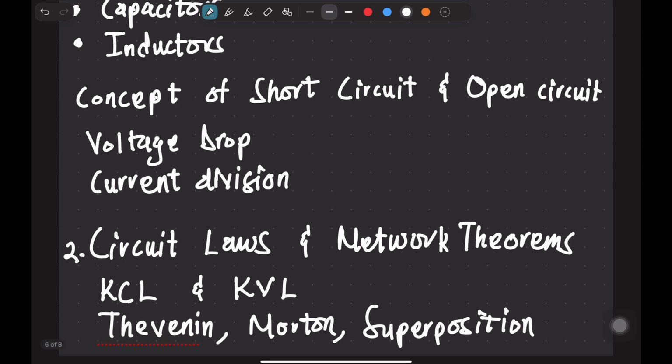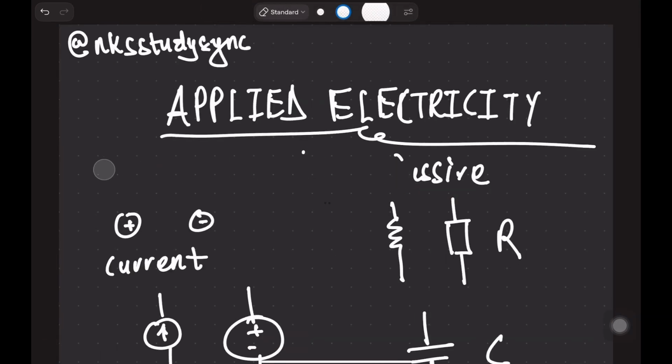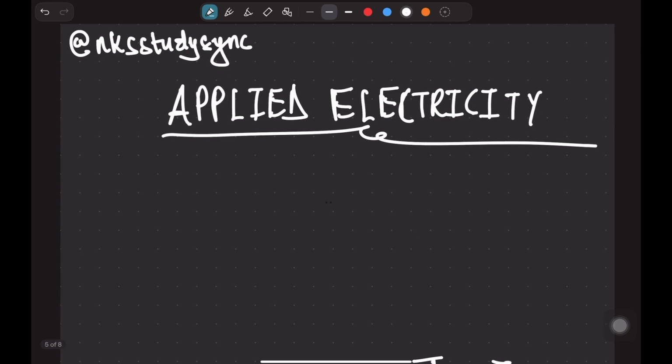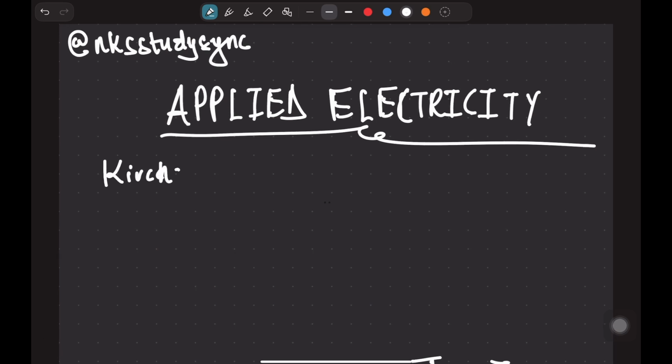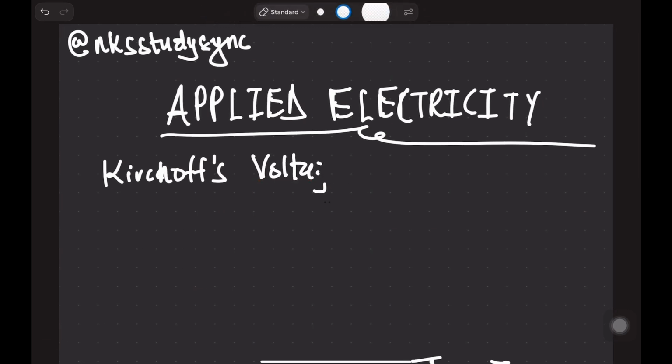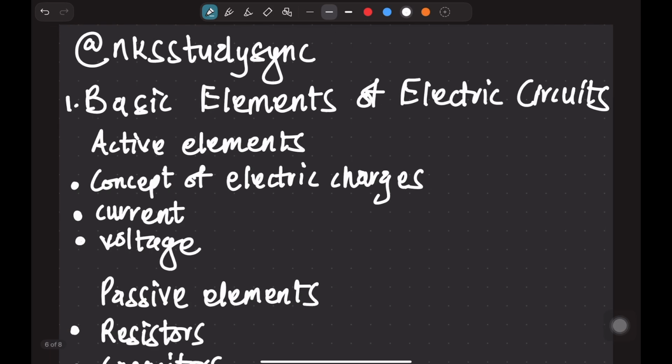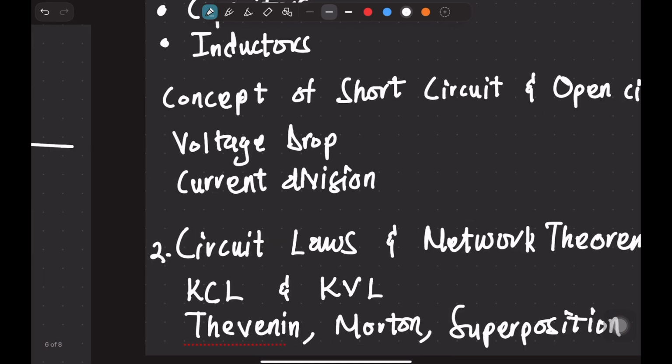Then we move to the circuit laws. Under the circuit laws, we have the two main circuit laws: Kirchhoff's voltage law and Kirchhoff's current law, KVL, KCL, as they're usually termed. Then we would move to the network theorems.